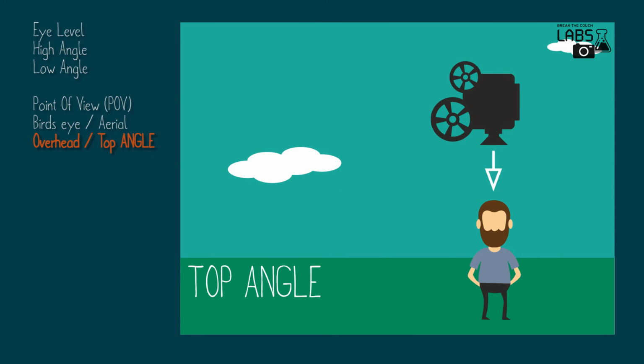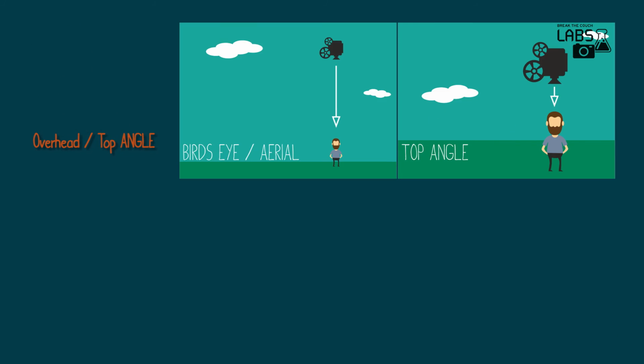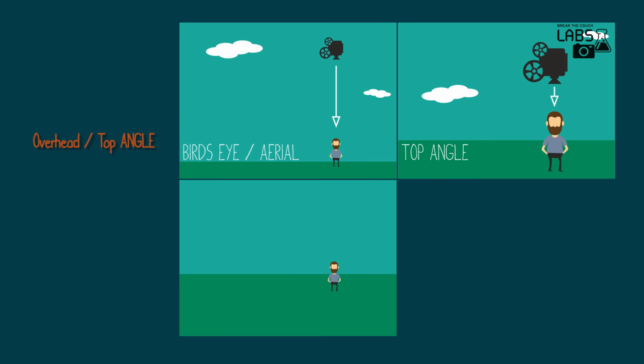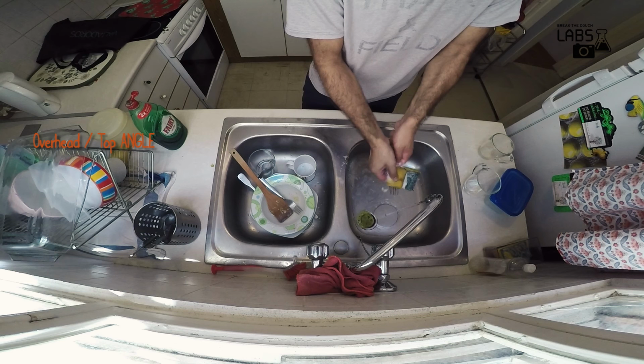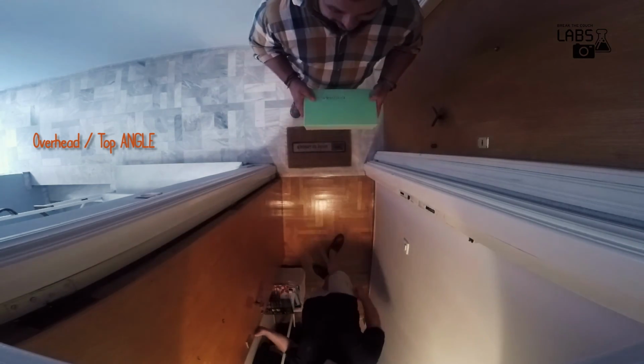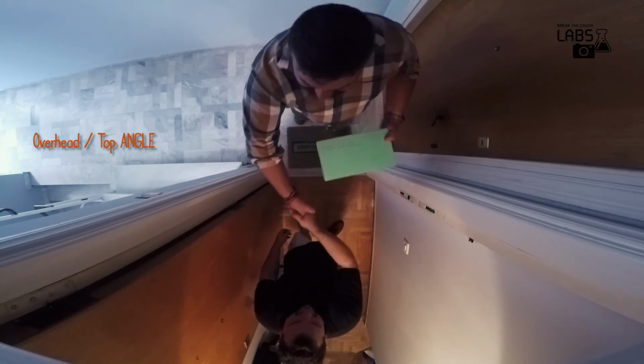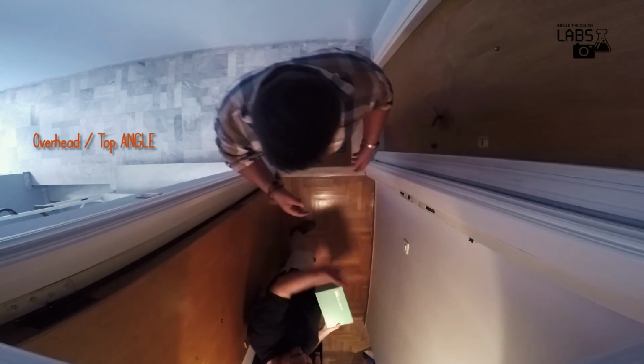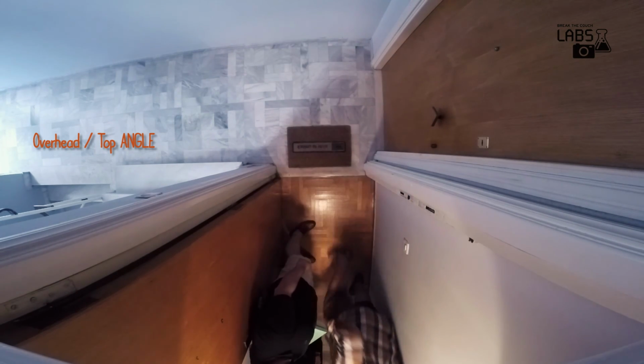Overhead or top angle. The overhead angle is similar to the bird's eye view the way that an extreme long shot is similar to a long shot. Here the camera is placed overhead or directly above the subject or scene and is not as high as the bird's eye. Therefore you can also have interior shots of this angle. Characters and objects again are made to look small and vulnerable.